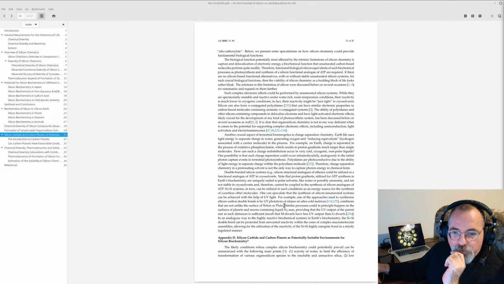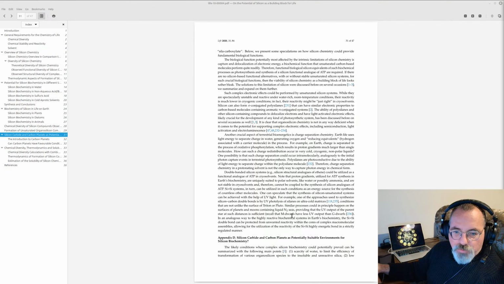Right, where was I? Such processes could in principle happen on the surface of planets and moons containing liquid N2 seas, providing that the UV output of the parent star at such distances is significant. Recall that M dwarfs have less UV output than G dwarfs, so red dwarfs have less UV output than yellow dwarfs. Actually, isn't our sun a yellow dwarf? Yes, our sun is a yellow dwarf. There we go, I thought so. So they're comparing red dwarfs with our sun, basically.